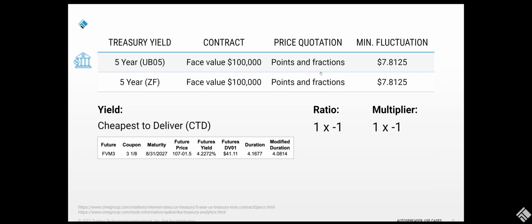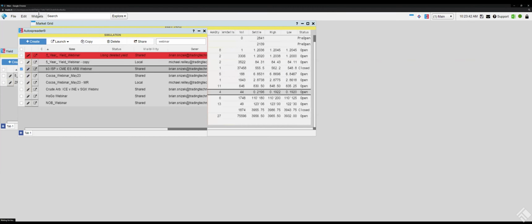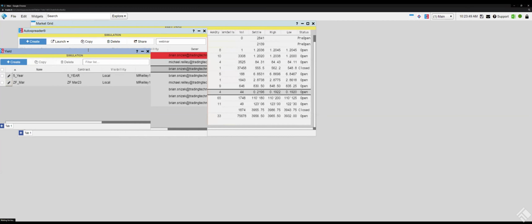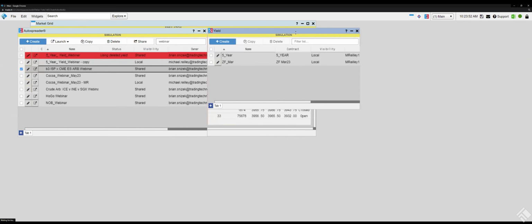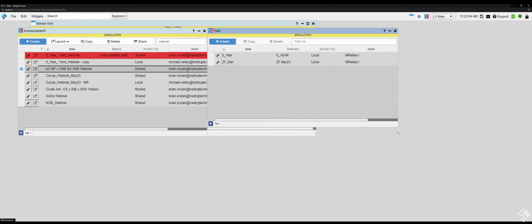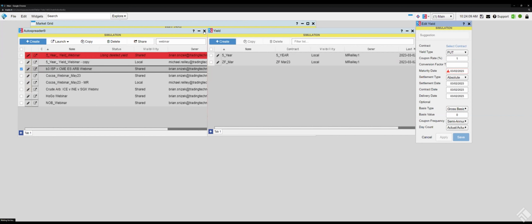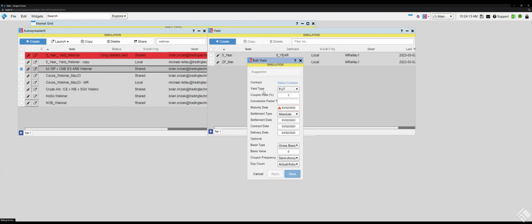So when we go back to the workspace here, when we go to widgets and we go to automation, the last widget that we have here is going to be yield, and that's going to bring up a window that looks like this, somewhat similar to our Autospreader list. Now, from here, we can build out the specific underlying details for a particular treasury or interest rate product, really. So when we click create, we get our yield window.